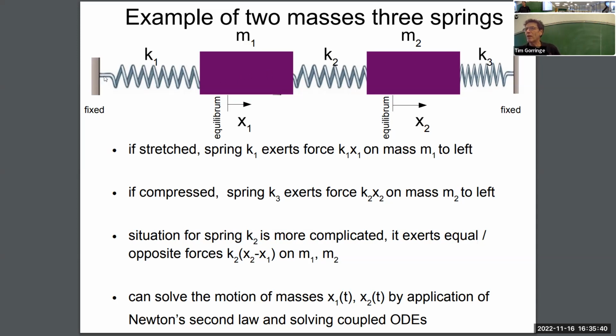The way I've arranged the situation is that this spring on the left, its left-hand end is attached to this wall and is fixed. This spring on the right, its right-hand end is attached to the right-hand wall, and that's fixed. But the masses can obviously move to and fro. So I've called x1 the displacement of the mass on the left from its equilibrium point, and I've called x2 the displacement of the mass on the right from its equilibrium point.